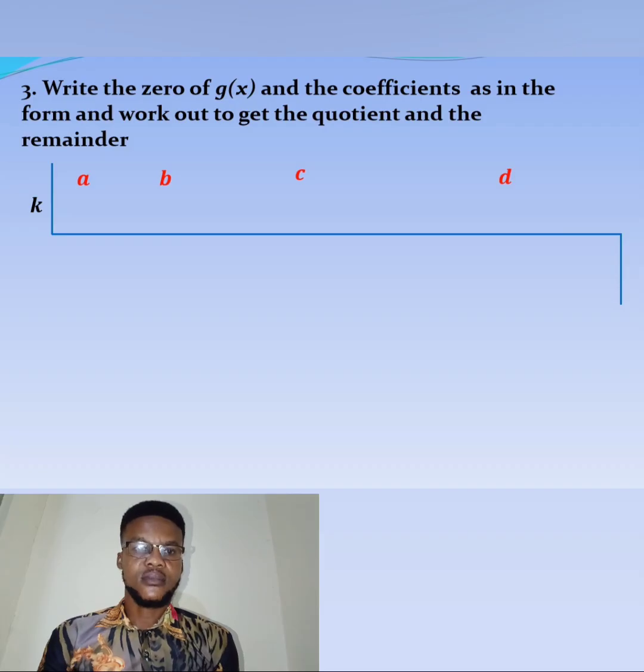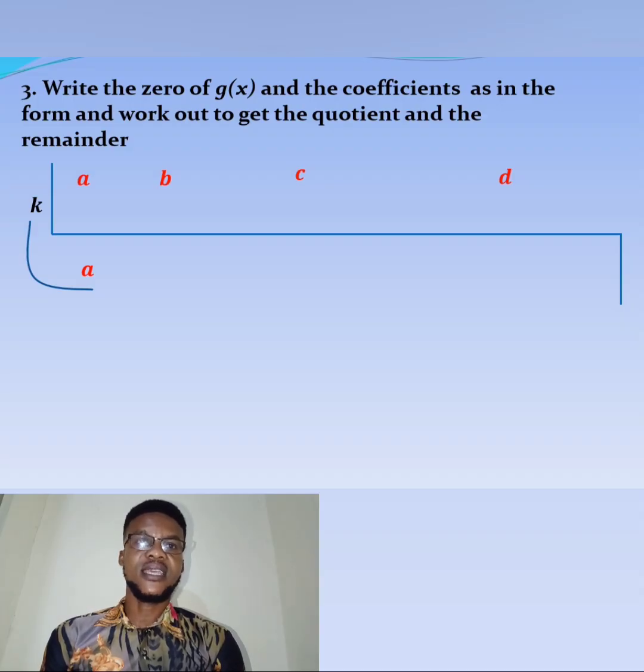So once you have this, then you go ahead and do the calculations. Have you gotten that? So this is what you are going to do. You see the first coefficient, which is what? The a. So you write the a down there.